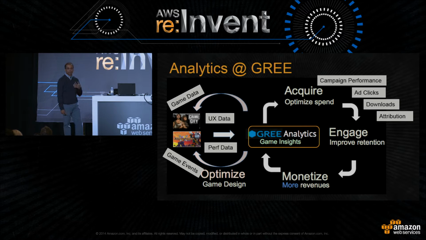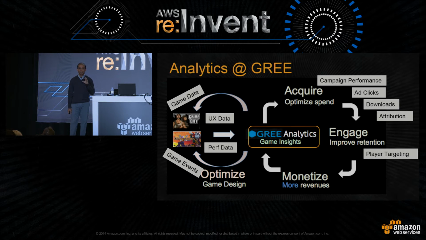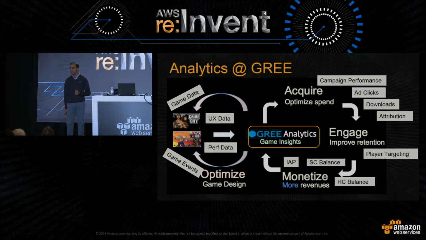With attribution, you also want to credit the ad networks that actually brought those users. There should not be any duplication between ad networks claiming that these users came from me versus the other ad network. On the engagement side, it's all about player targeting. How can you convert non-spenders into spenders? How can you recognize inactive players? What kind of action can you take? You need a segmentation tool, for example, to identify and target those key users. We also collect events like IAP, in-app purchases, soft currency balance, hard currency balance, and so forth. So as you can see, a lot of information is captured.